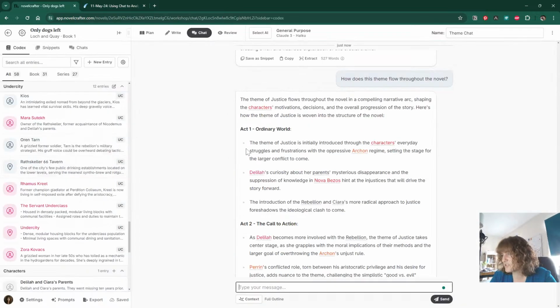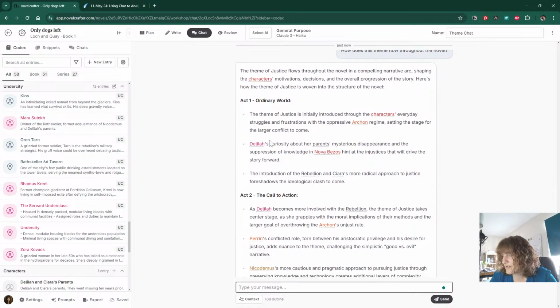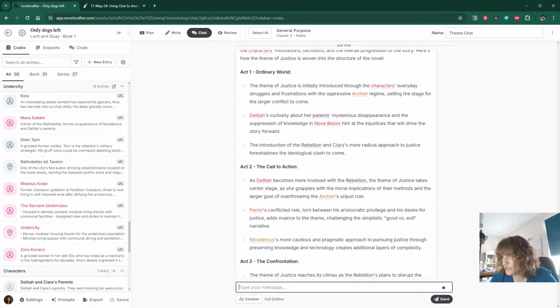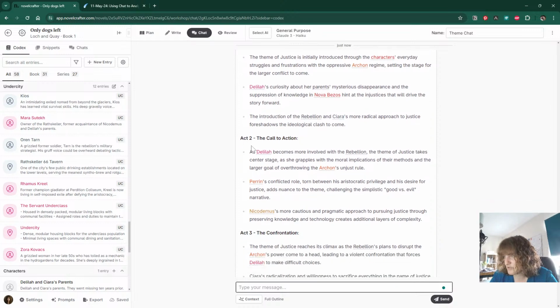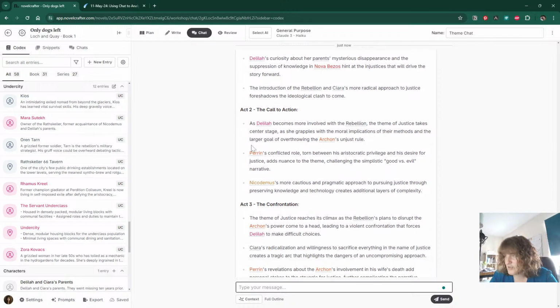So, Ordinary World: the theme of justice is introduced through the characters' everyday struggles. Curiosity about our parents and suppression of knowledge hint at injustice. The introduction of rebellion foreshadows the ideological clash. But I'll show how much I've spent and stuff after.